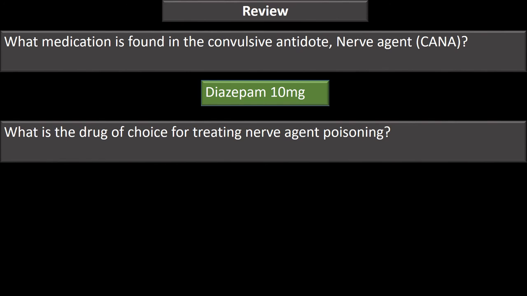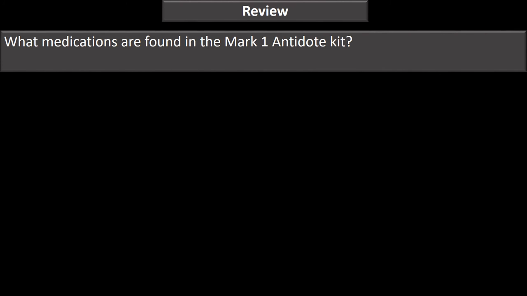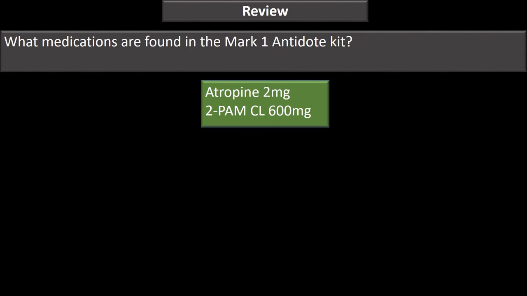What is the drug of choice for treating nerve agent poisoning? That is atropine. And then what medication do we find in the Mark I antidote kit? We find 2 milligrams of atropine and 600 milligrams of 2-PAM chloride.